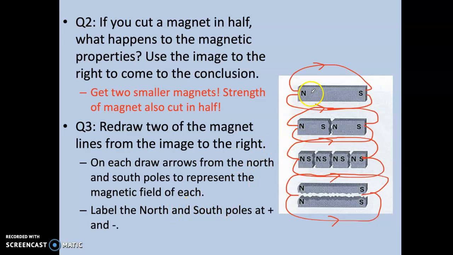Well, charge always goes from negative to positive. So every S is positive, every N is negative. I'm just going to draw a couple of them in here. If you want to label all of them, go for it. North negative, south positive. That's a great way to remember it.